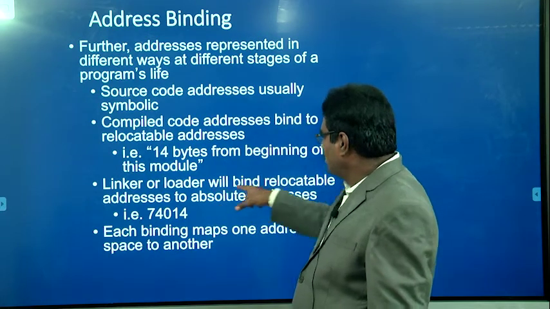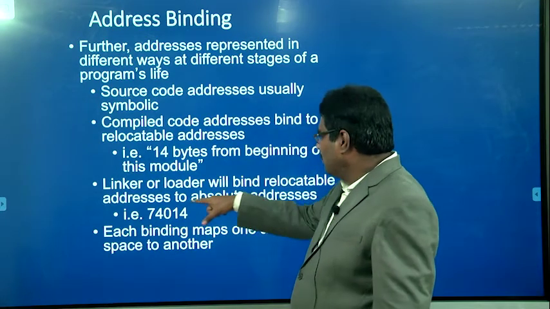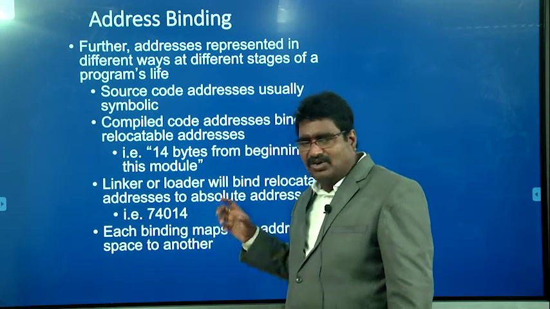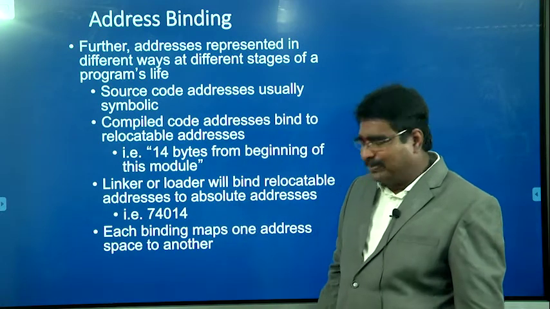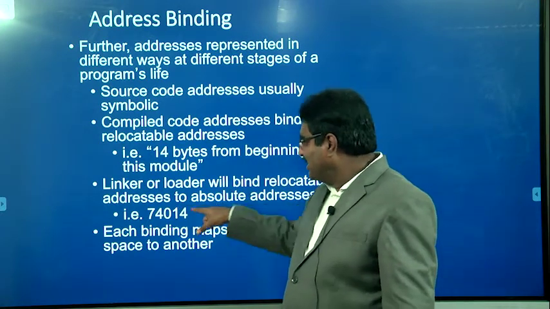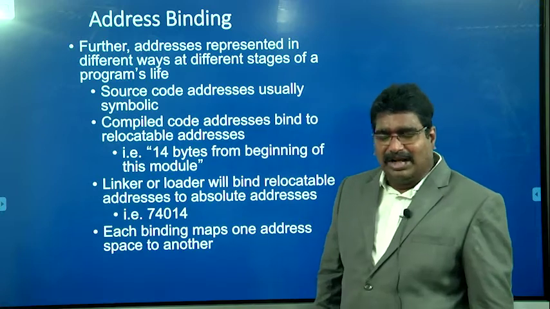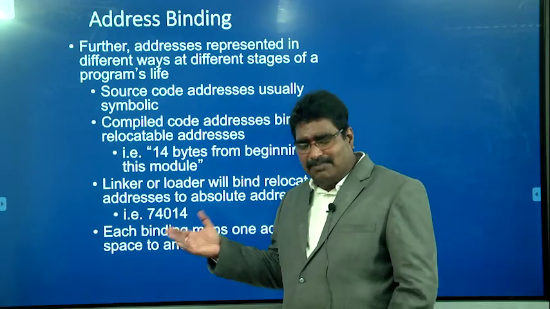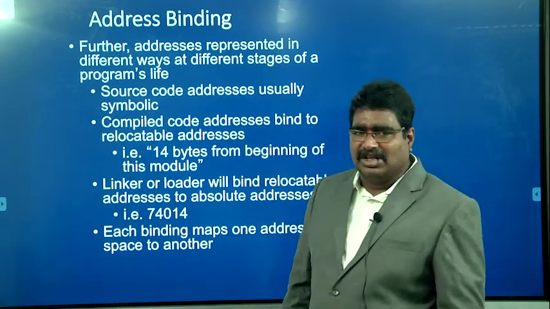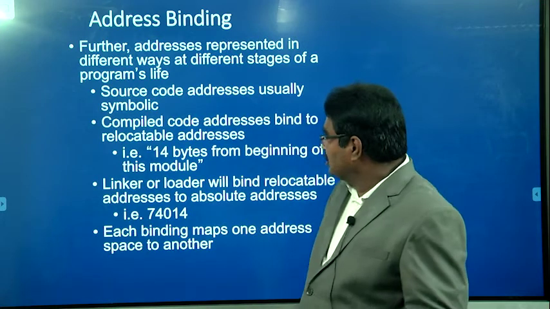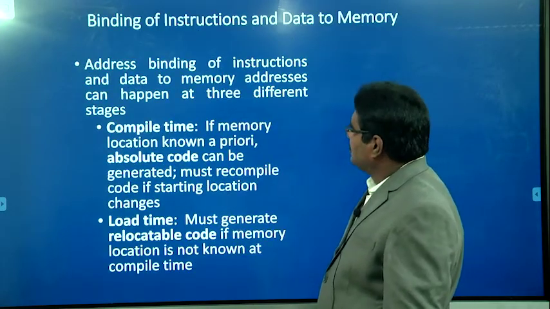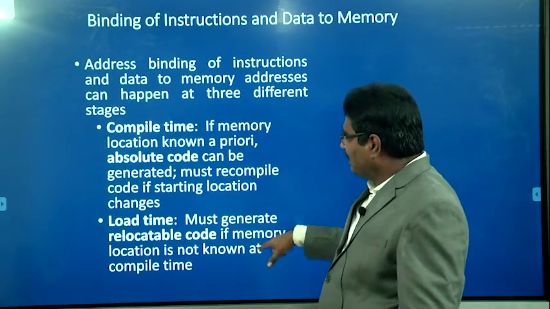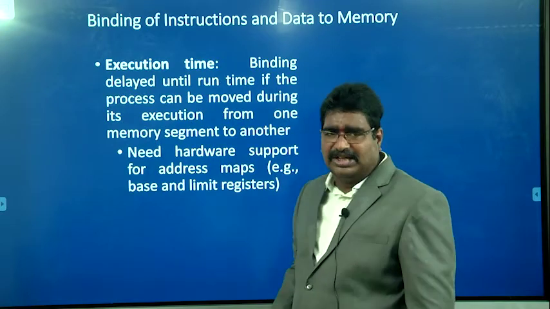And next, the linkers and loaders bind relocatable addresses to absolute addresses. That is, whenever we need to run our program, the linkers and loaders are used to load our program into the primary memory, and at that time the absolute addresses are given. One more important point is that each binding maps one address space to another, based on the execution, so the binding is placed into different locations. And next, the address binding of instructions and data to memory addresses happens at three different stages: one is compile time, another is load time, and another is execution time.